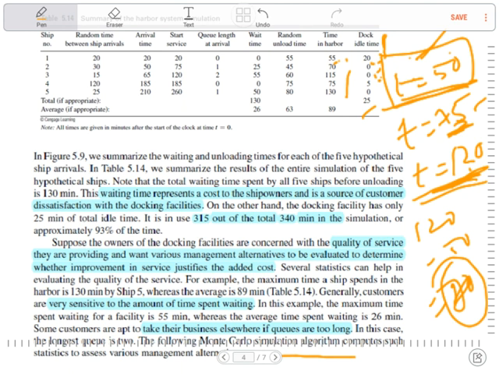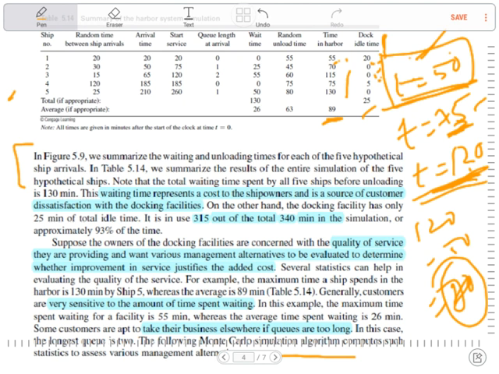For the time in harbor, that is time spent in harbor for each ship, if I try to find the average, you can see 89 minutes is the average timing. So in figure 5.9, as I already said, we are summarizing the waiting and the unloading times for each of the 5 hypothetical ship arrivals, and this table 5.14 is giving the different results of the entire simulation of the 5 hypothetical ships.